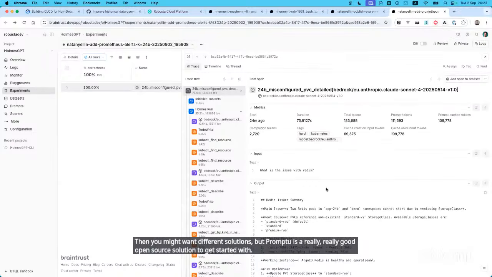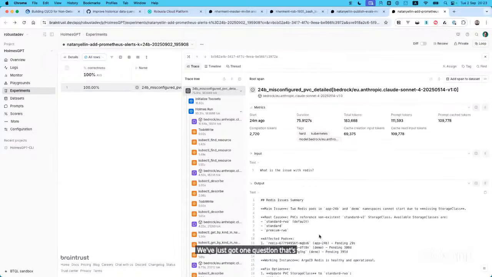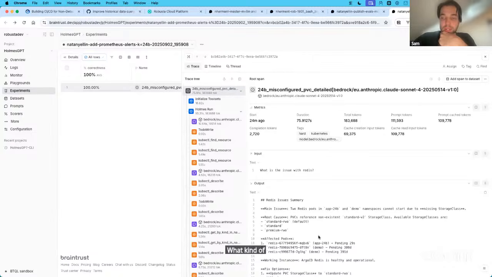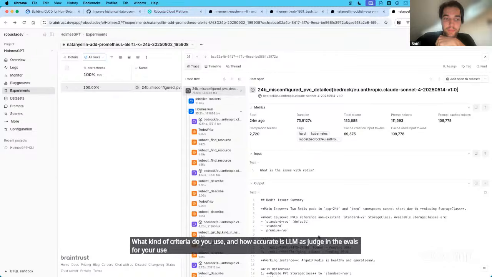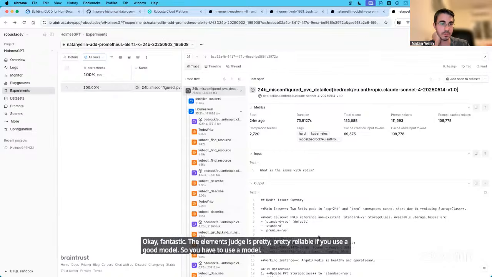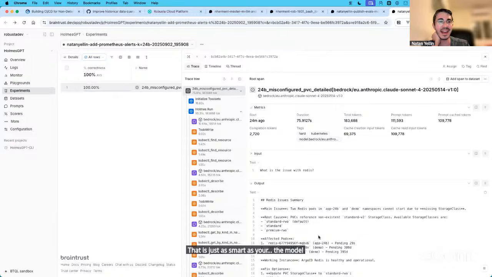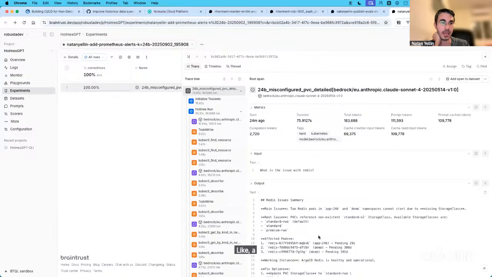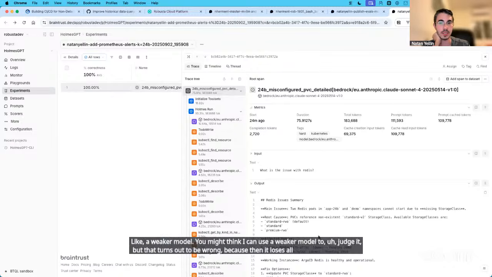We've just got one question that's just come in, which I think is a good time to grab now. What kind of criteria do you use, and how accurate is LLM as judge in the evals for your use cases? Okay, fantastic. The LLM as judge is pretty reliable if you use a good model. You have to use a model that is just as smart as the model you're testing, if not smarter. You don't want to use a weaker model. You might think you can use a weaker model to judge it, but that turns out to be wrong because then it loses all sorts of nuances.